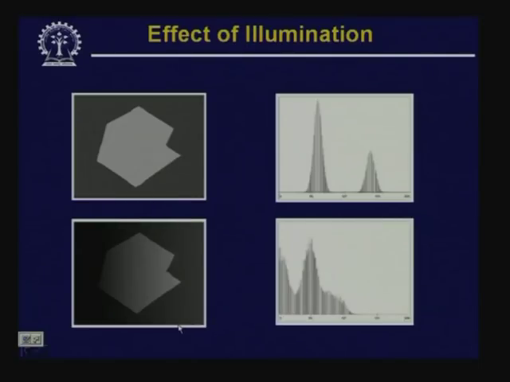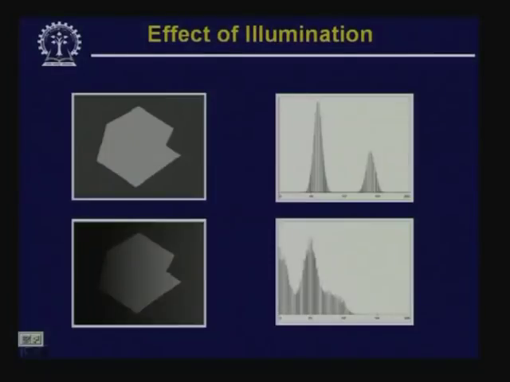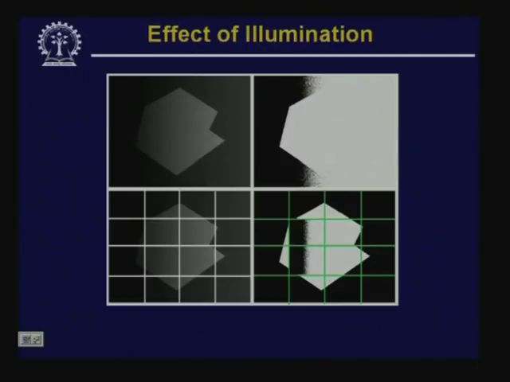Now, one approach is to subdivide this image into a number of smaller sub-images, assuming that in each of these sub-images the illumination will be more or less uniform. Then for each of the sub-images we can find out a threshold value. Using this threshold value, you can threshold the sub-images, and then the combination or union of all of them will give you the final thresholded output.